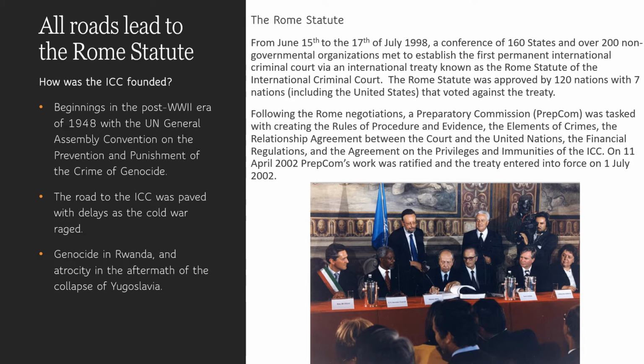Following the Rome negotiations, a preparatory committee known as PrepCom was tasked with creating the rules of procedure and evidence, the elements of crimes, the relationship agreement between the court and the United Nations, the financial regulations, and the agreement on the privileges and immunities of the ICC. On 11 April 2002, PrepCom's work was ratified and the treaty entered into force on July 1st, 2002.